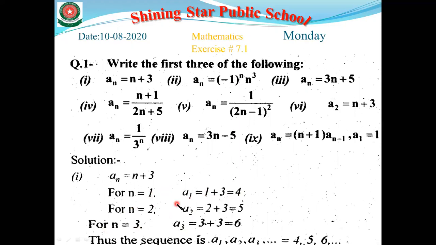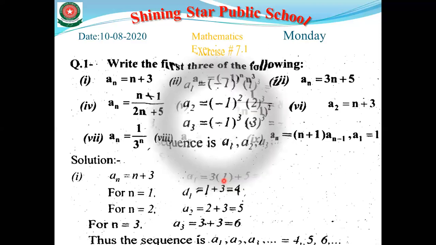First term is 4. When we put n equal to 2, it becomes 2 plus 3, and 2 plus 3 is 5. Second term is 5. And when we put n equal to 3, it becomes a3 equal to 3 plus 3 equal to 6. So a3 is 6, which means the third term is 6. So the sequence a1, a2, a3 is 4, 5, 6, which is your required sequence of part number 1.